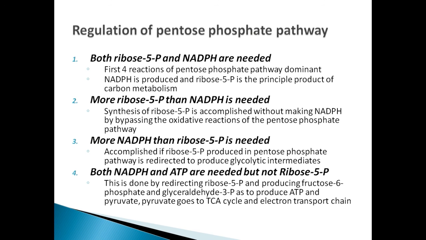And then finally, if both NADPH and ATP are needed but not ribose 5-phosphate, then this is done by redirecting all of the ribose phosphate that is produced into producing fructose 6-phosphate and glyceraldehyde 3-phosphate, and that is fed into glycolysis to produce ATP and pyruvate, and of course the pyruvate will go on to the TCA cycle and electron transport. So that brings us to the end of this lecture, the end of the presentation on gluconeogenesis, glycogen metabolism, and pentose phosphate pathway.